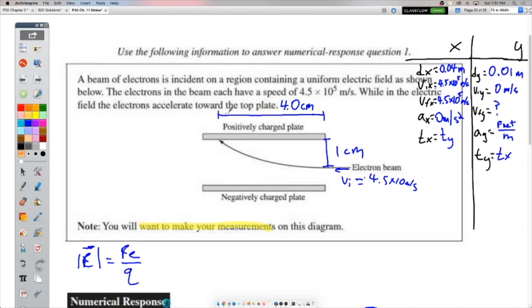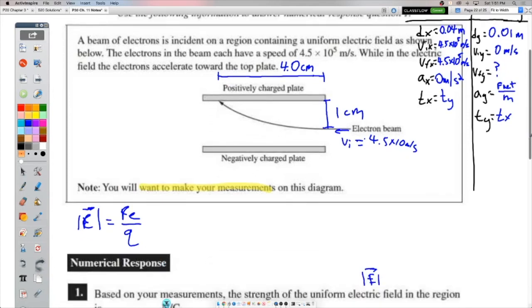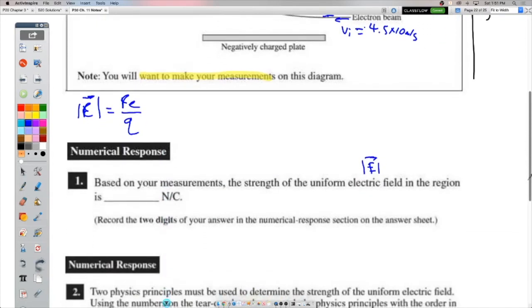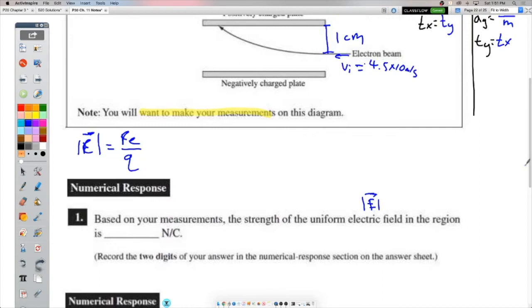We know how far it went in the x-axis. We know how fast it was moving. Can we figure out how long it would take something to move that far if it's going that fast? And yes, we can, right? We've got a uniform motion situation here, so they really did not give us much room here. Let's just make a new page and I'll come back and forth between these.